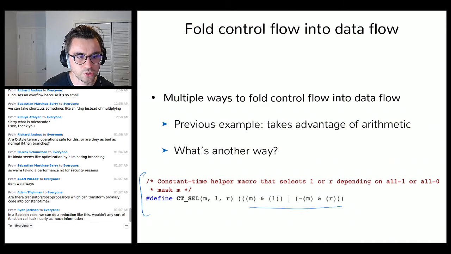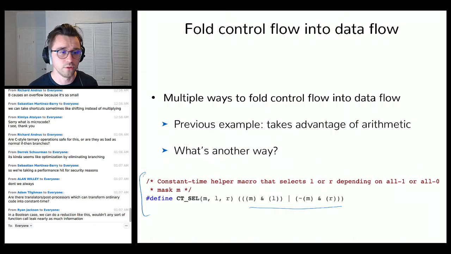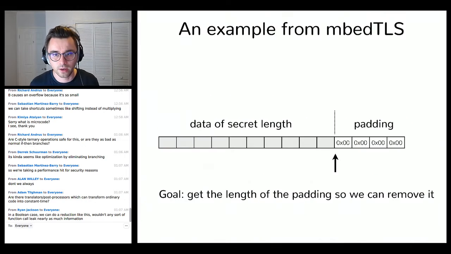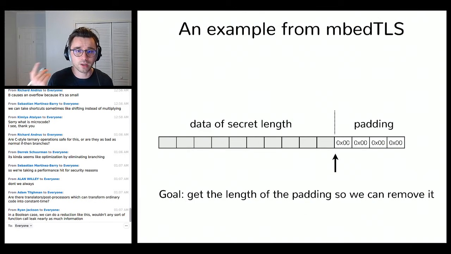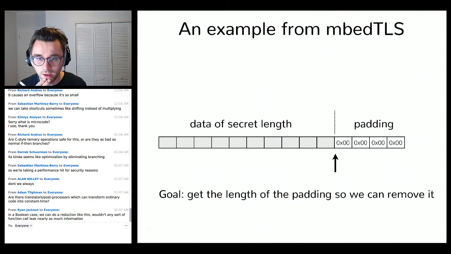Wouldn't any sort of function call leak nearly as much information? I'm going to avoid taking that question, but basically function calls are a pretty tricky thing to do without leaking. It is doable, but again, the whole idea is your control flow can't depend on secrets. So whether or not you perform the function call can't depend on a secret, which means if it does depend on a secret, you have to do it twice.